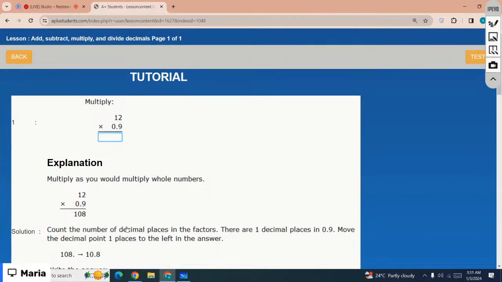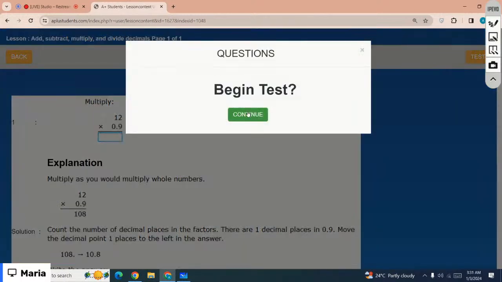So the first example is 12 times 0.9. You can just multiply without the decimal. 9 times 12 is 108. The decimal point is, from the right hand side, after one digit. So the answer must have a decimal place one place from the right hand side. So that is 10.8. Let's just start with the test questions.